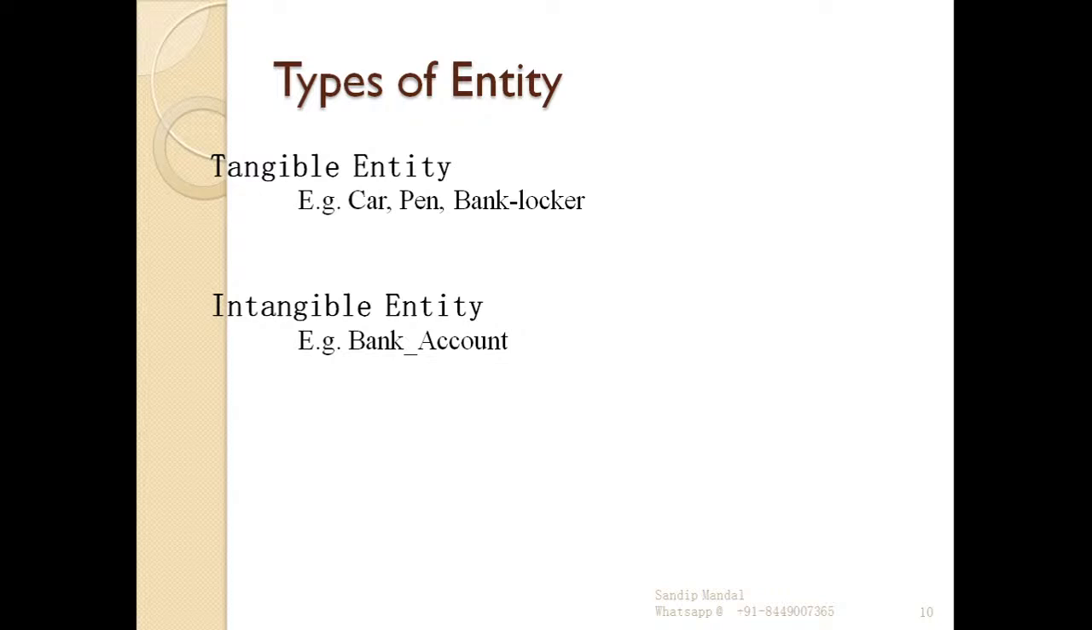For example, if I consider a car, pen, bank locker, person, student, these are considered physical entity sets or tangible, meaning they can be mapped directly. Intangible means bank account. Maybe you have a passbook, maybe you have a bank account number, but if I try to identify a physical property called bank account, is that possible? Obviously not possible. Projects guiding.